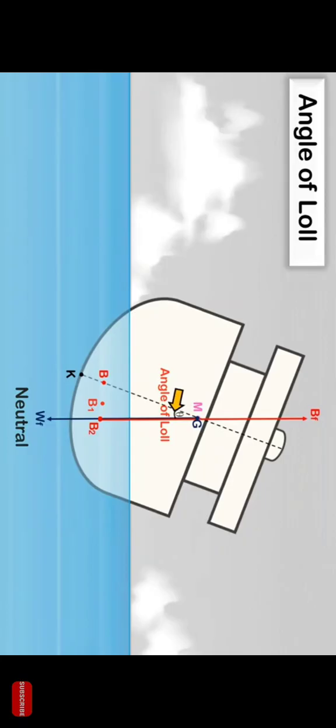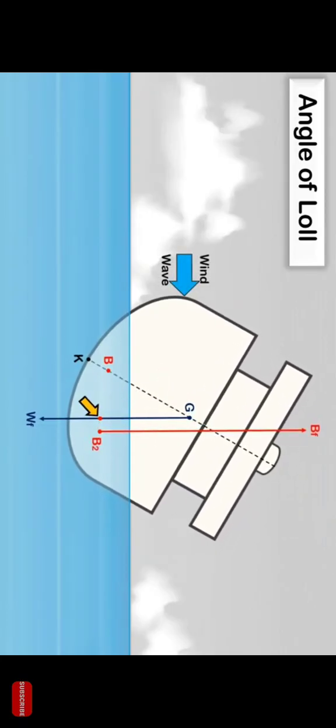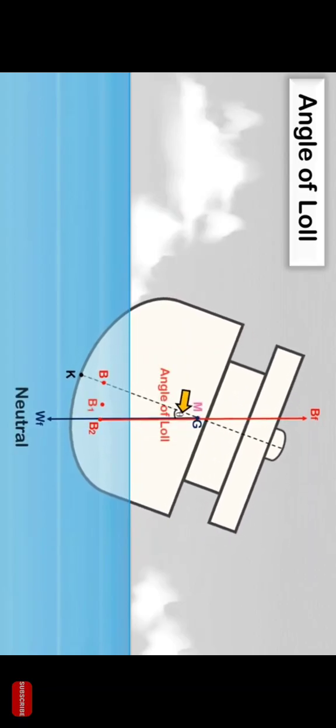If the ship is heeled further beyond the angle of loll by some external forces, the center of buoyancy moves further to the low side, creating a righting lever and righting moment that will bring the ship back to the angle of loll. If no external forces exist, she will come to rest at an angle of loll, not in an upright condition. In this condition, we can see that the ship will oscillate about the angle of loll.